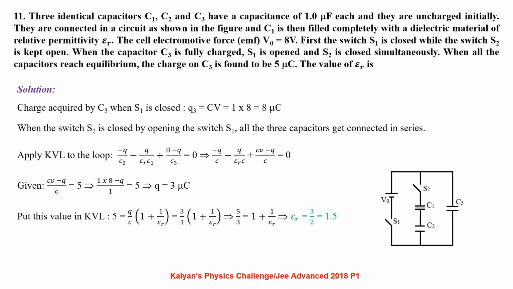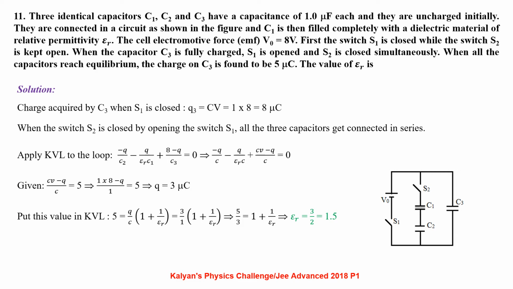Three identical capacitors C1, C2 and C3 have a capacitance of 1 microfarad each and they are uncharged initially. They are connected in a circuit as shown in the figure and C1 is then filled completely with a dielectric material of relative permittivity epsilon r. The cell electromotive force (EMF) V0 equals 8 volt.